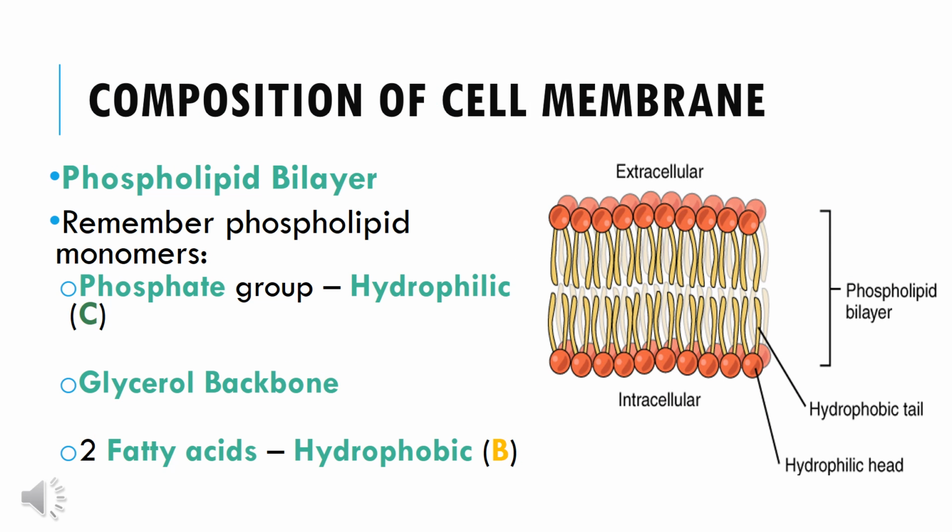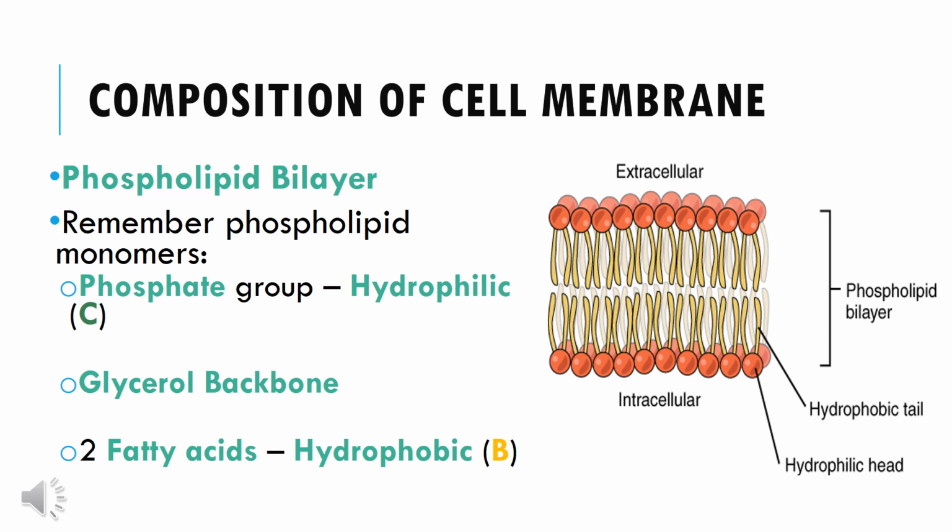Now let's look at the composition of the cell membrane. If you recall back to biochemistry, we learned about lipids, and in particular phospholipids, and that their function is to make up the cell membrane. Well, the cell membrane is primarily composed of a phospholipid bilayer, two layers of phospholipids stacked on each other.